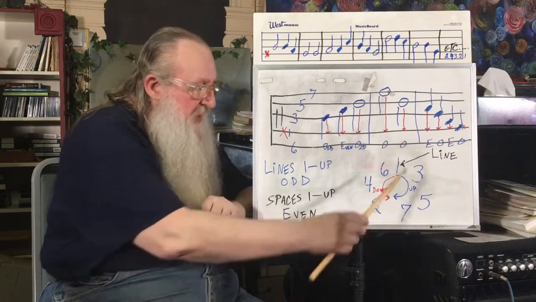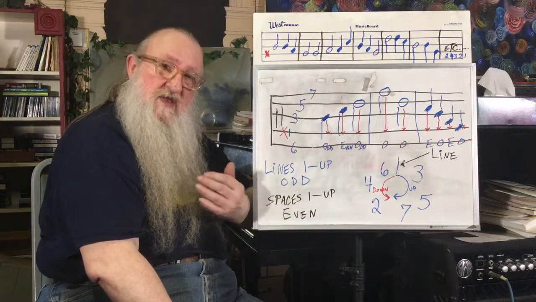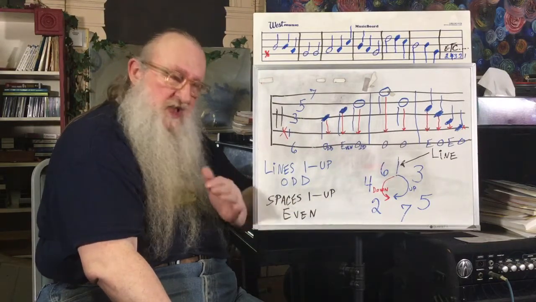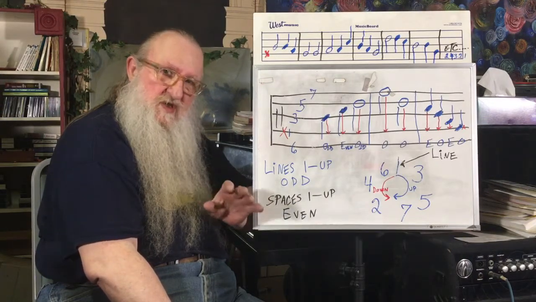And remembering that if 1 is on a line, all the lines above it are going to be odd and the spaces will be even. And that's as much as you really need to know. You'll be able to guess the numbers pretty quickly.